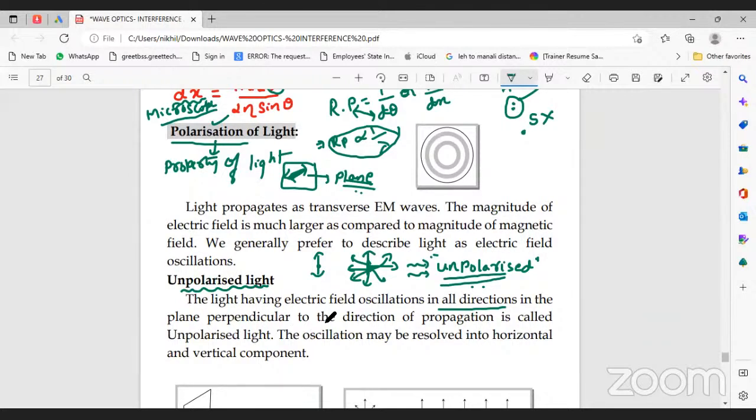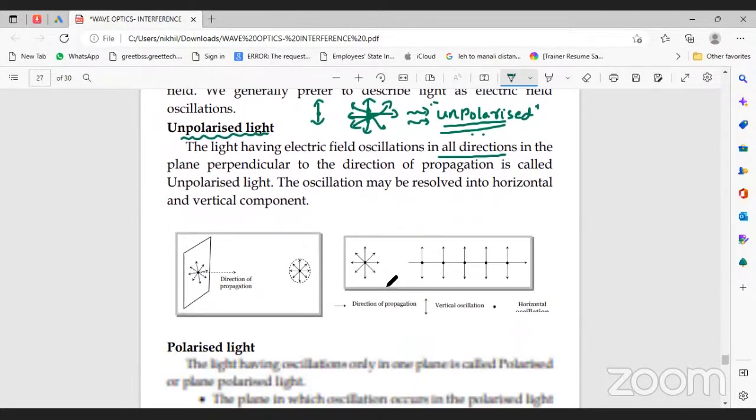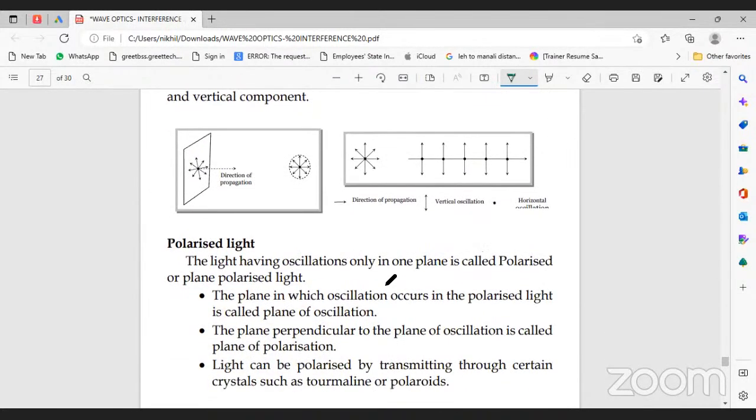Suppose the vibrations are in a single plane, then we will call it polarized light. So what is polarized light? Polarized light is the one where the vibrations of the light particles are in one plane. If the vibrations are in a single plane, then we call it polarized light.